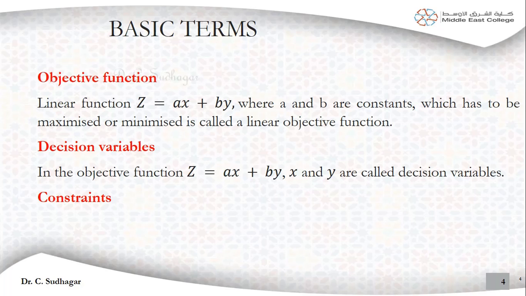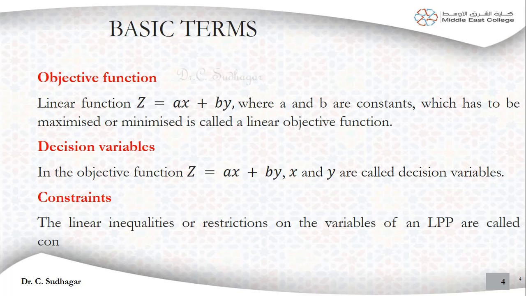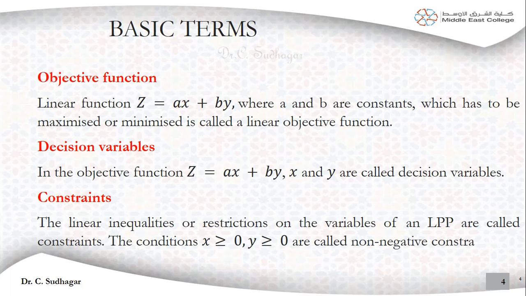Constraints. So any linear programming problem will have some constraints. So what are the conditions? The linear inequalities or restrictions on the variables of a linear programming problem are called constraints. Usually they will be written as greater than or equal to or less than or equal to or sometimes like equal to also. Okay, so the conditions based on which the objective function will act is called constraints. Okay, what are the conditions we are having it? So particularly x greater than or equal to 0, y greater than or equal to 0 are called non-negative constraints.